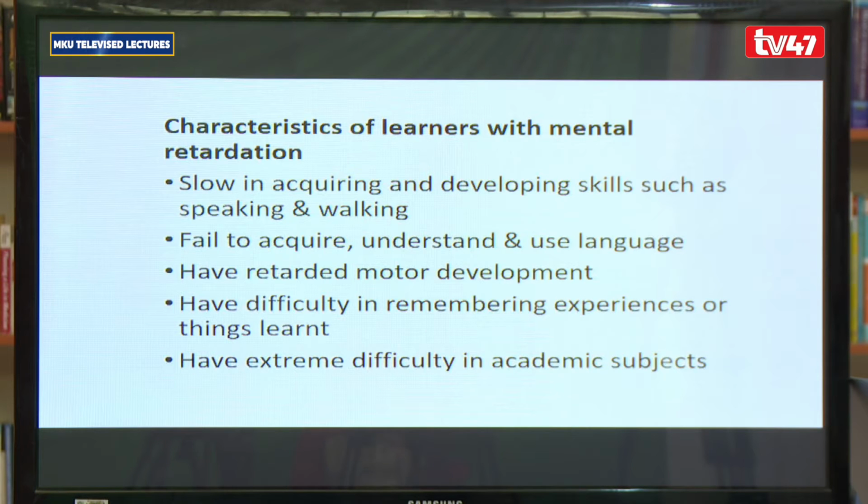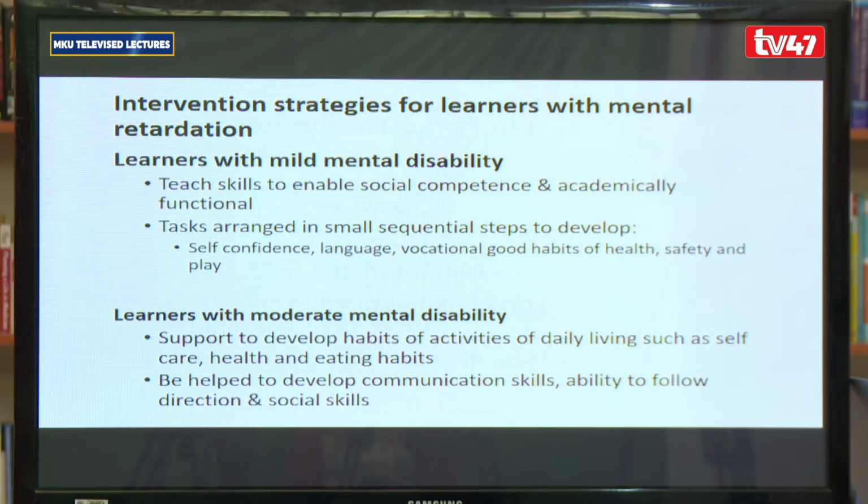They have extreme difficulty in academic subjects that we have said, and of course, because we have seen learning is difficult because of that lack of brain development. So interventions for learners with mild disability, those who attend school, are supposed to be taught skills to enable them to live socially with others, and to be slightly academically functional.